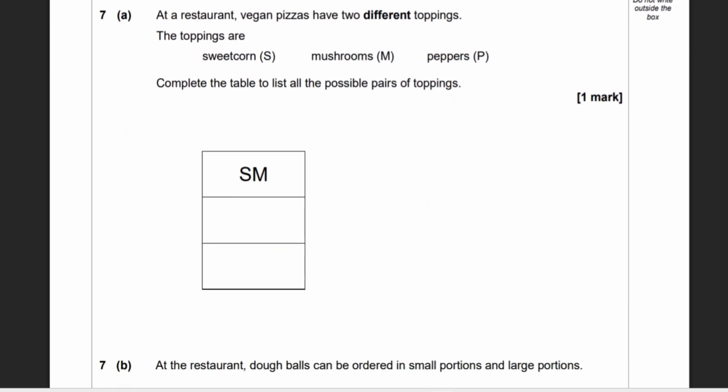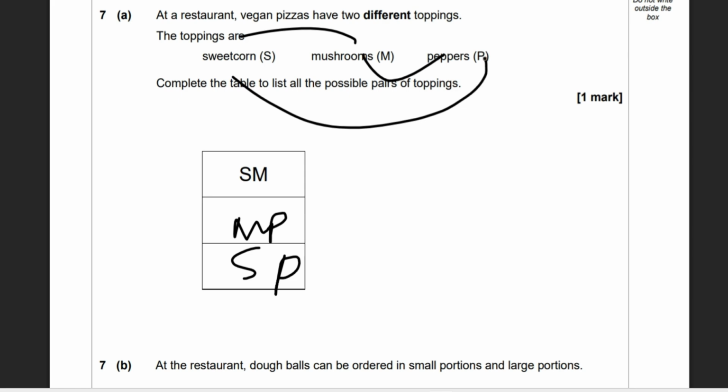Okay, 7A. Complete the table. This is quite easy. SM, MP, just to make some combinations, and SP. Just combine. The way you combine, you do this two, you do this two, you do this two. So they are not difficult.